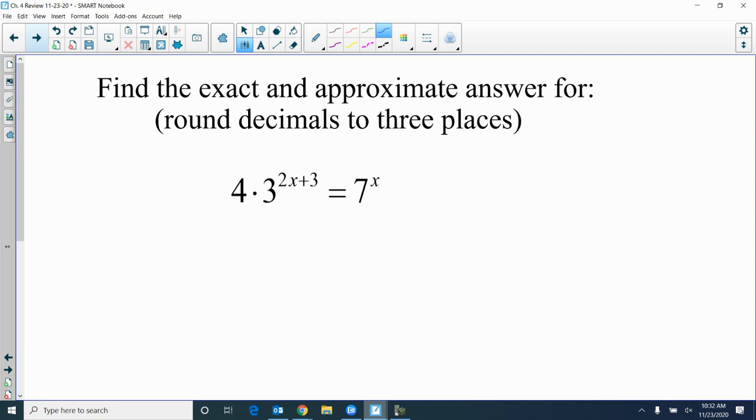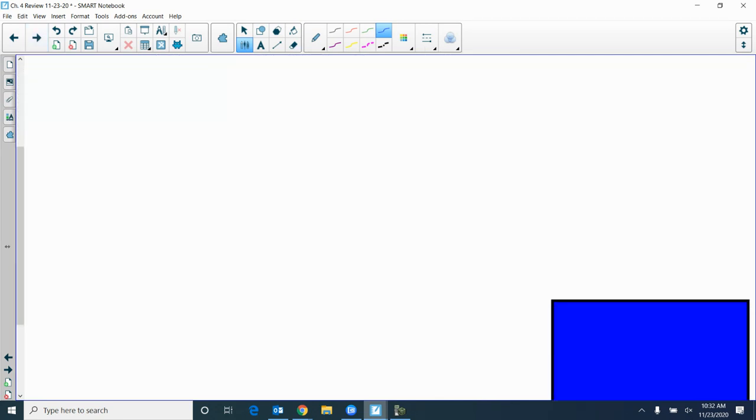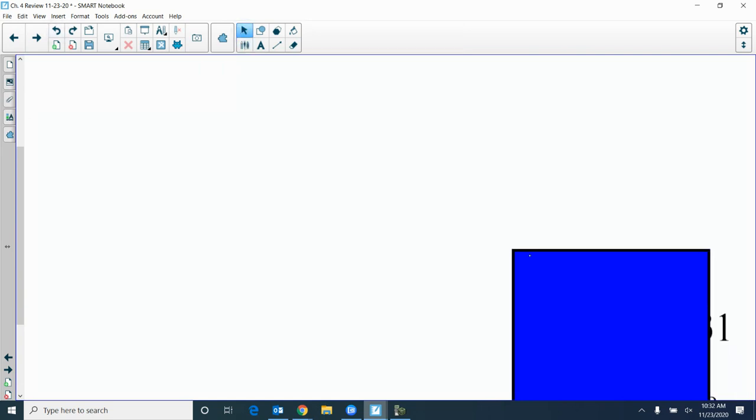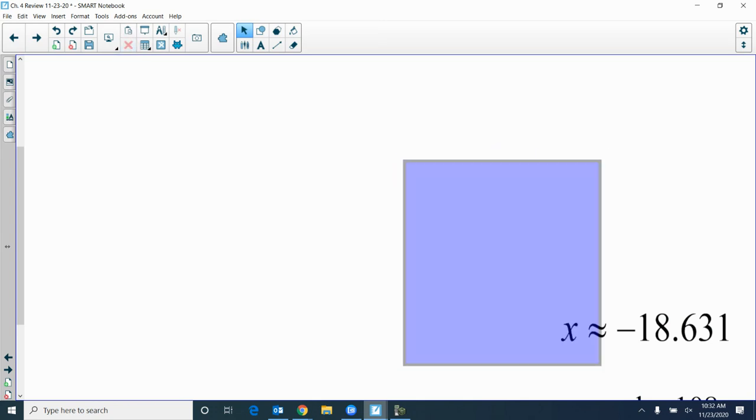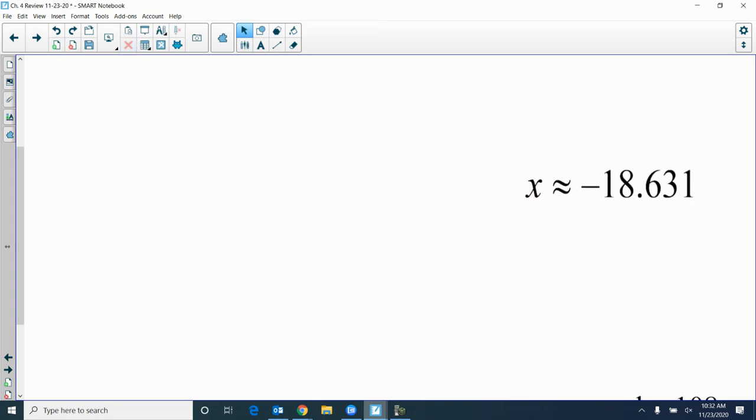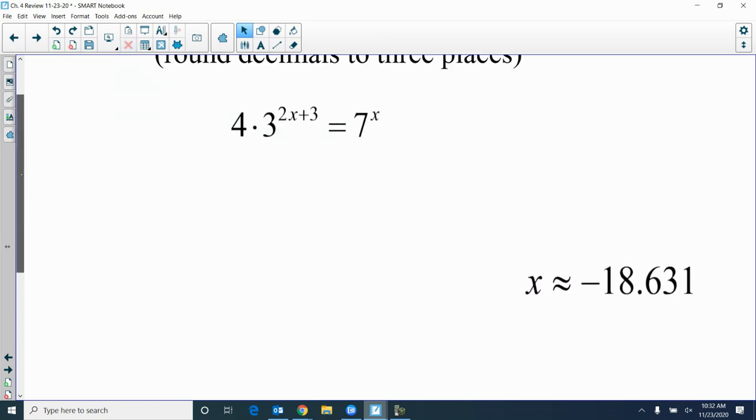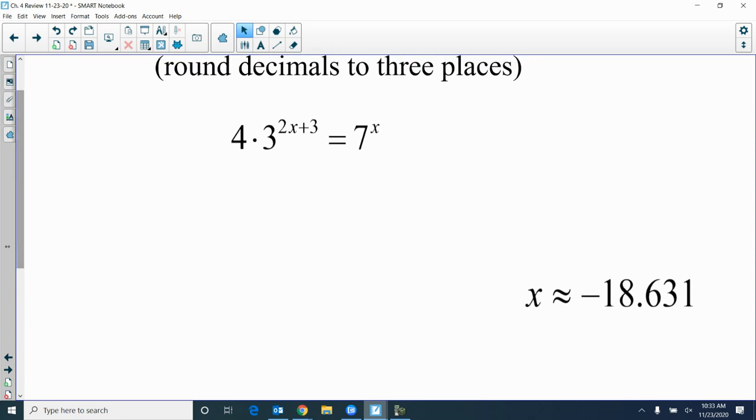Round to 3 decimal places. All right. If you want, I'll do it with you here. I'll give you the answer. Hold on here. All right, that's what you're searching for. If you think you're good, go ahead. I'll work here with you and let you copy it down. But that's what you're aiming for. Yes, you can use your calculator on this one.